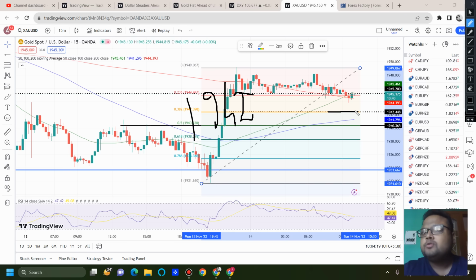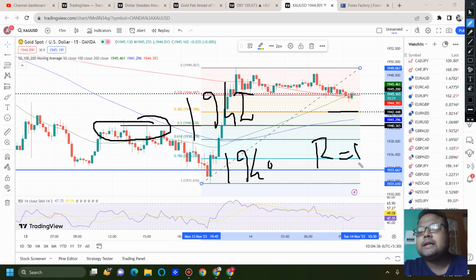In this volatility, do not expect much. 30 pips is also sufficient. Then we have the next support around 1940. Why? Because of the FIBO 50% retracement level. Along with that, you can also see the previous resistance will also be acting as support. A previous resistance acting as support, and the FIBO 50% retracement level. So 1940 is a better level to go for a buy in comparison to 1942.